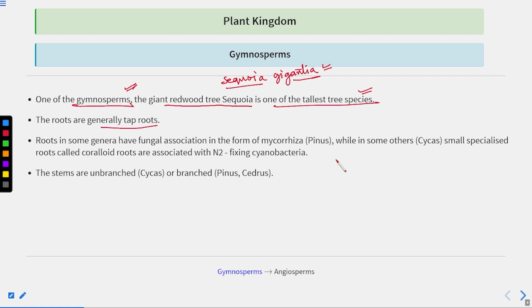So if you see in the case of cycas, suppose this is, I'm just drawing a rough figure to understand the different types of roots. Okay, these are the leaf bases which got detached from the stem. So these are the markings of the leaves. Now this is the tap root. It gives rise to the secondary and tertiary root system like this.